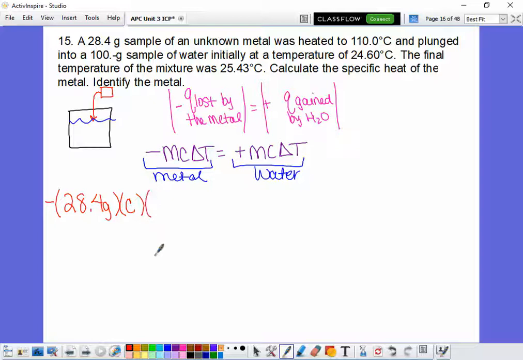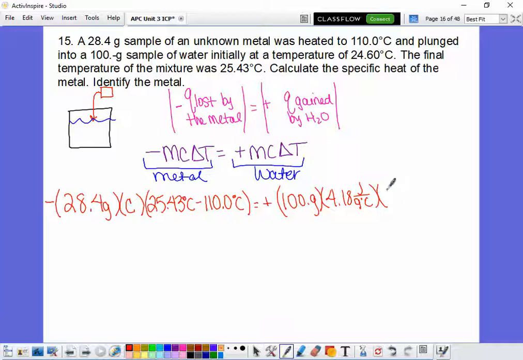My delta T for the metal is, its final temperature is 25.43, and its initial was what? 110. And all of that will equal, what was the mass of my water? 100 grams. Oh, add in a sig fig. What is C of water? 4.18. And my final temperature for my water is the same as the final temperature for my metal, 25.43. And what did my water initially start at? 24.60.